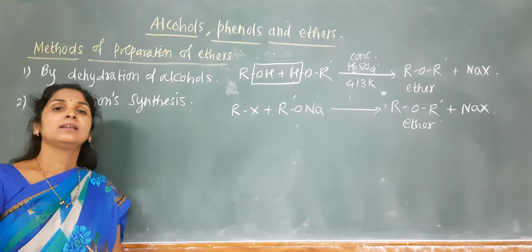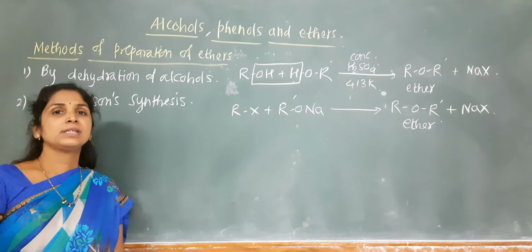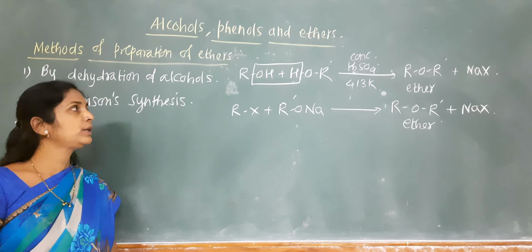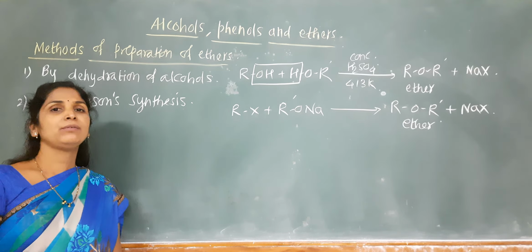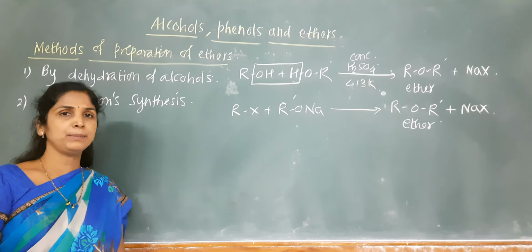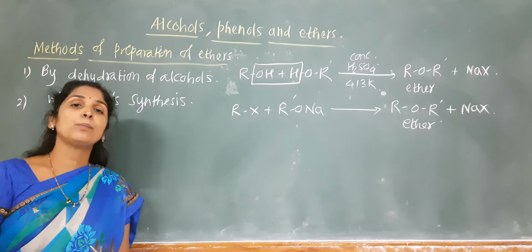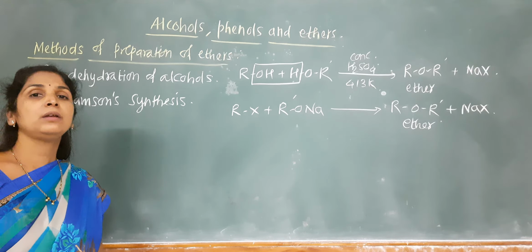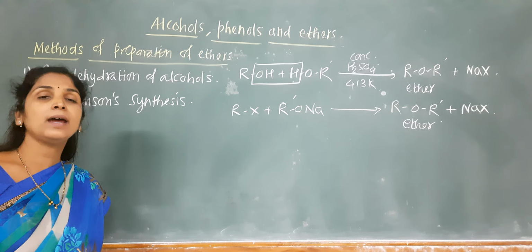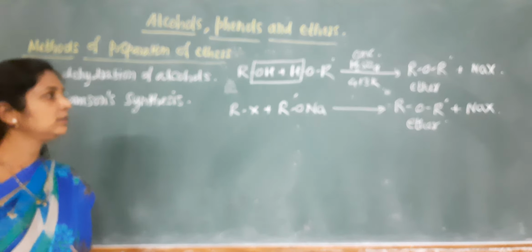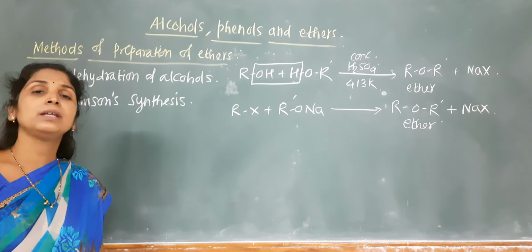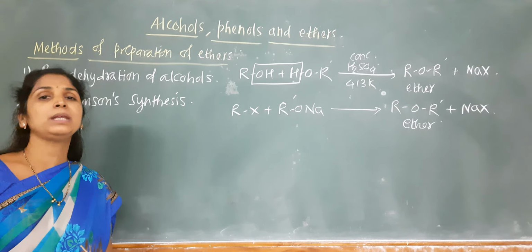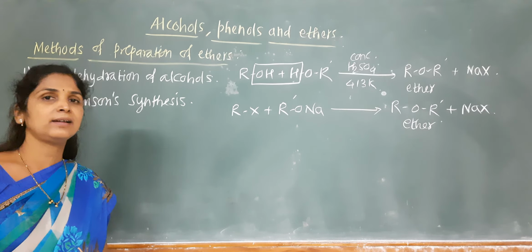Dear students, in the last lecture we have seen the first method of preparation for the ethers. Today we will continue with the second method of preparation. In the first method of preparation we said that when two molecules of alcohol undergo dehydration at 413 Kelvin, they will give the ethers. Generally, we say that this method is useful for the preparation of simple or symmetrical ethers.